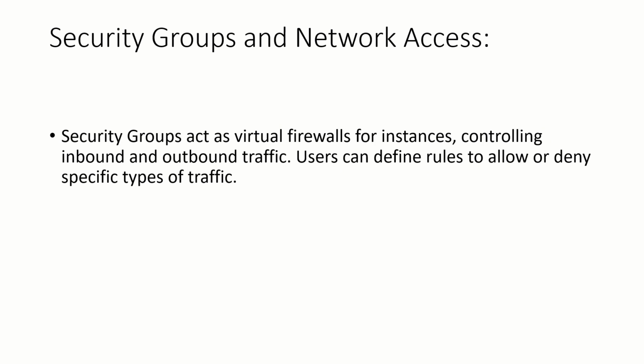Now let me go to the next slide, and here we have listed the security groups and network access. Security groups act as a virtual firewall for instances, controlling inbound and outbound traffic. These are kind of firewall rules that you put in when you create your EC2 instance, so that whenever someone is trying to access your application, this firewall rule works. Users can define rules to allow or deny a specific type of traffic.